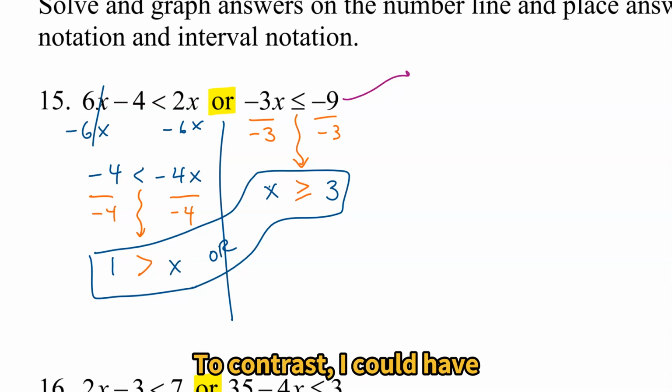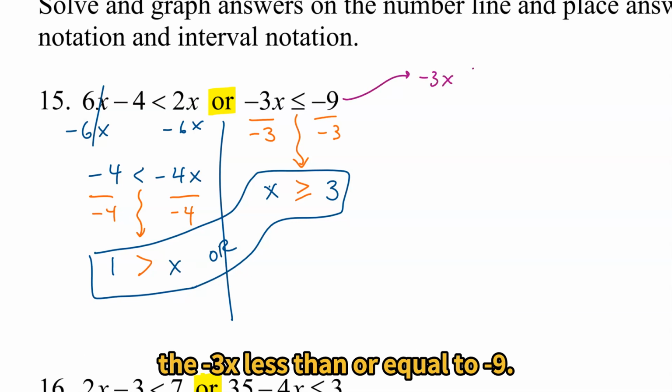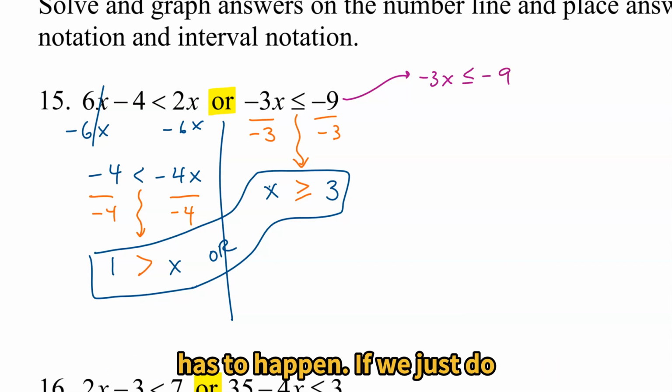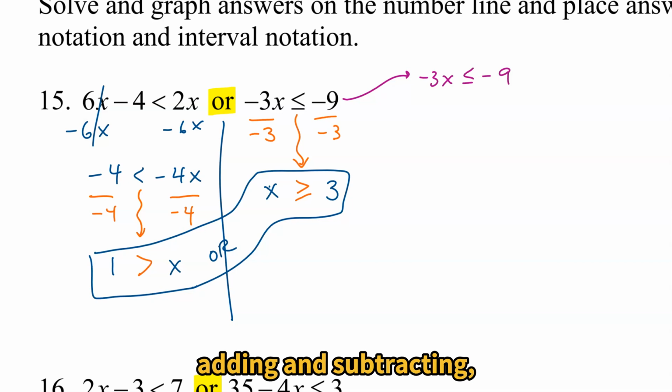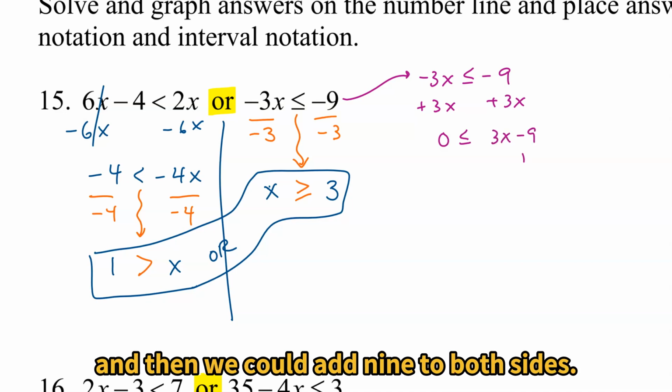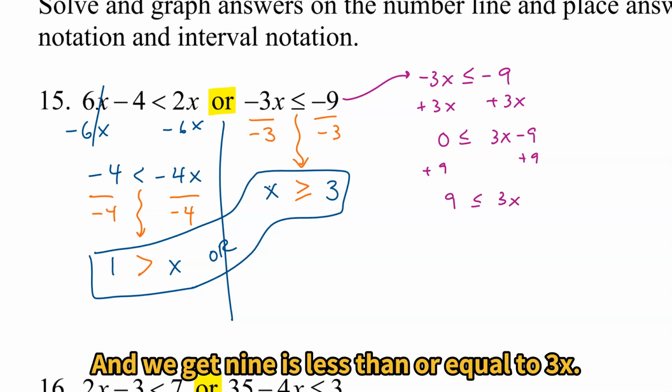To contrast, I could have the negative 3x less than or equal to negative 9. I'm going to show you why that flipping has to happen. If we just do adding and subtracting, we could add 3x to both sides, 3x minus 9, and then we could add 9 to both sides, and we get 9 is less than or equal to 3x.